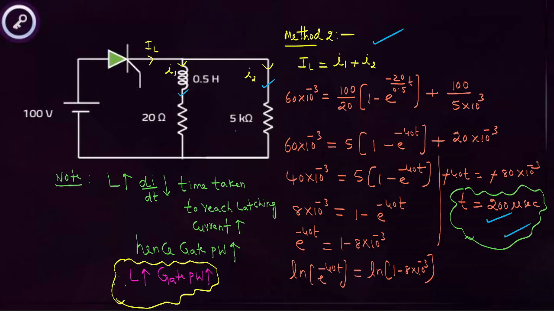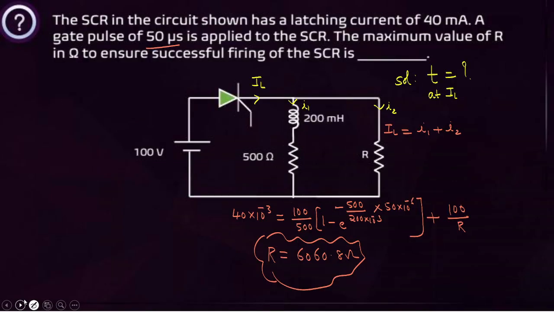Because only inductance opposes the rise of current. In any circuit, if inductance increases, the rise of current is reduced. That is, to rise to the latching current, it takes more time. Then you can connect the gate for more time. Then the gate pulse width is more. That's why gate pulse width mainly depends on the inductance.